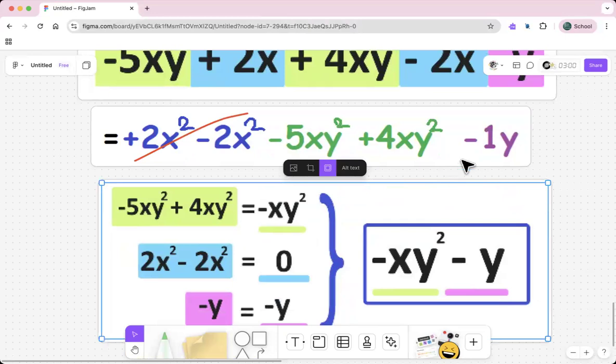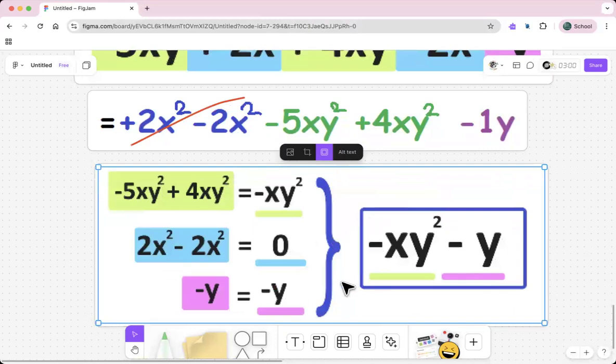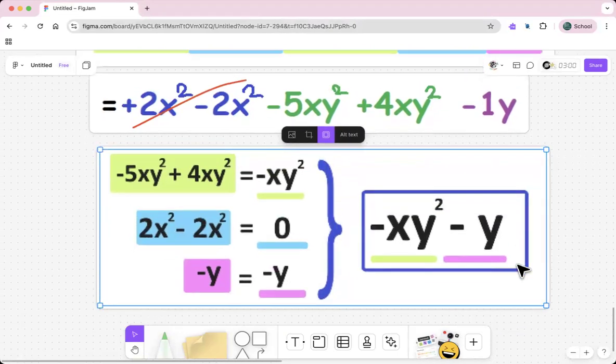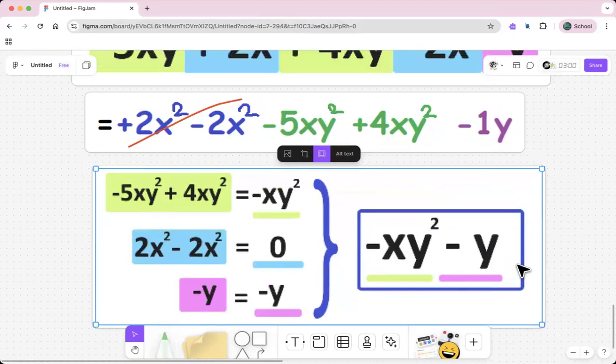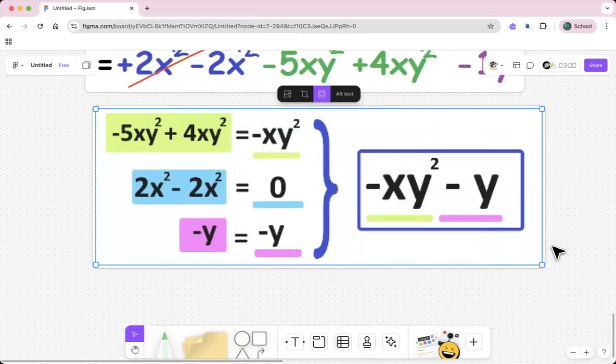The negative y would remain by itself. So my final answer would be negative 1xy squared, or you can leave it as negative xy squared, and then minus 1y. So that is a question you definitely need to understand for the test. I will make a part 2 for this video later on that focuses exclusively on questions that have different powers and higher powers with multiple variables.